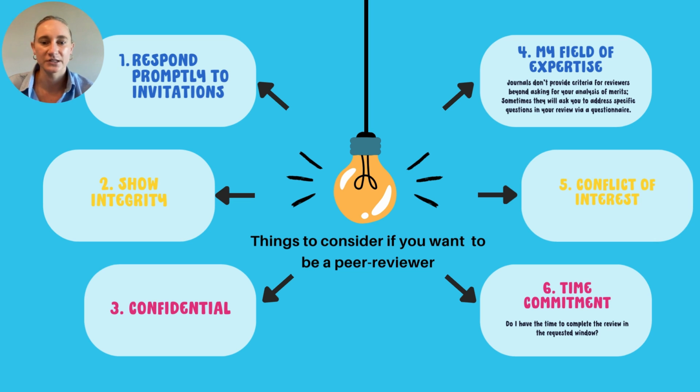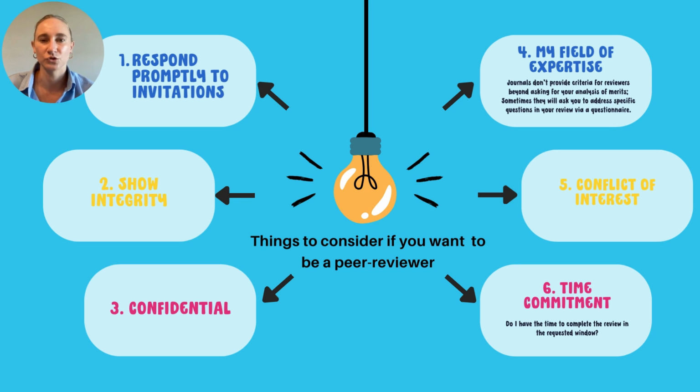Number two, show integrity in the process. Journals rely on the peer review process in order to publish really high quality articles. So use integrity when you are reviewing so that when journals are published, they contain articles that will move the field of medicine in the right evidence-based direction. These reviews are confidential, so do not release comments to the public based off of what you have been doing as a peer reviewer. Number four, consider what is your field of expertise.